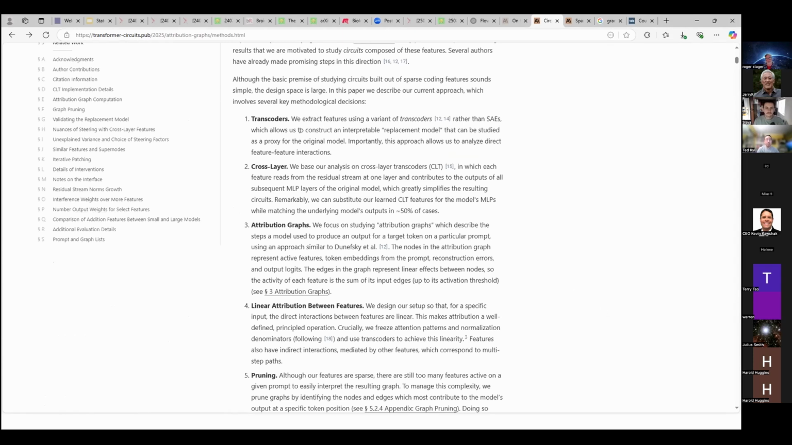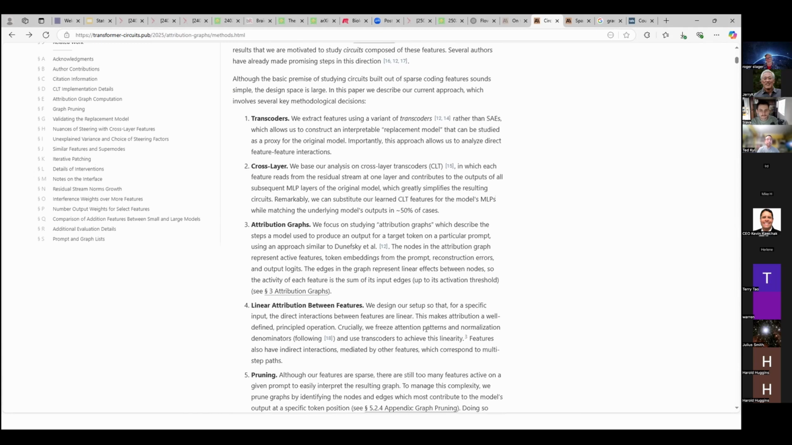So they give a little roadmap here. I'm not going to go into detail, because that's really what the whole rest of the article is, but they're going to talk about transcoders and cross-layer transcoders. From this, they're going to build graphs of connectivity from different MLPs in different layers and different token positions, which they call attribution graphs. We're going to have linear attribution between the features in these graphs, and that's really important because when things are linear, it is very easy for us to quickly and efficiently calculate exactly how much influence everything has. Okay.